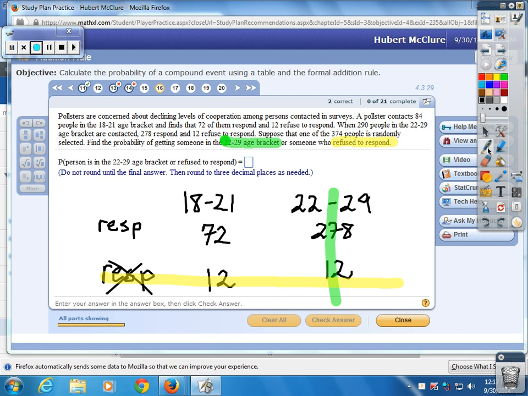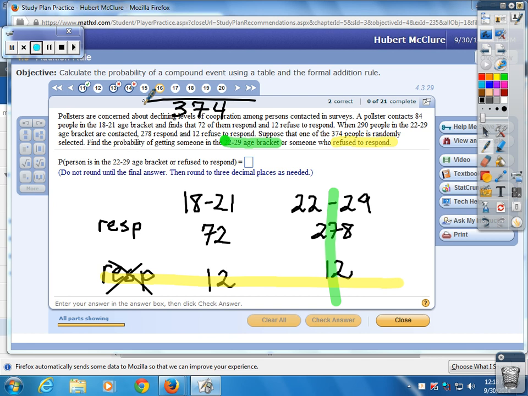So how many is the whole thing? Somebody add up. The total is 374. That's your total. And then we've got 278 plus 12.